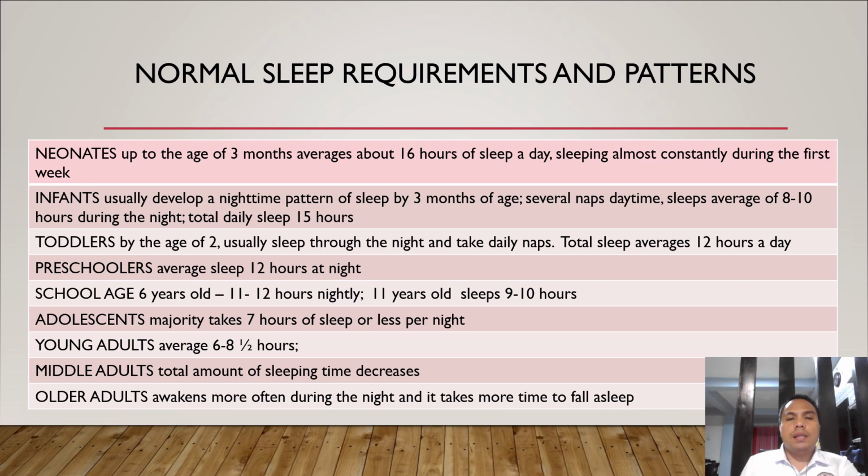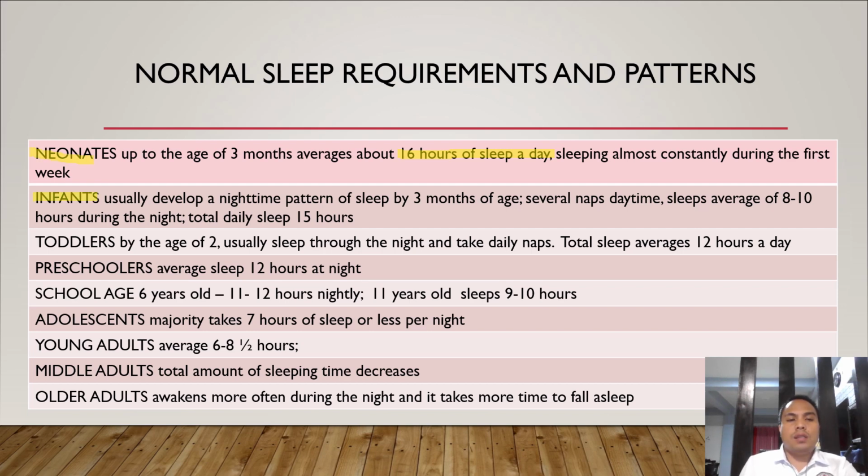Okay, the normal sleep requirements and patterns. So, ito naman yung mga normal sleep requirements. So, kapag neonates, that is up to the age of 3 months, the average is about 16 hours of sleep a day. So, sleeping almost constantly during the first week, okay, for the neonates.